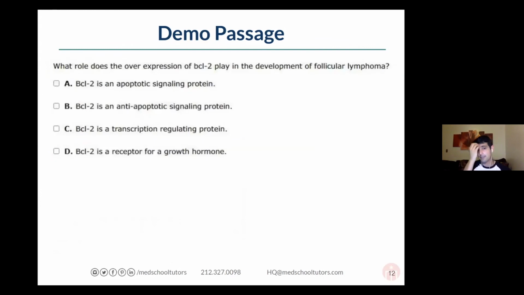So going back to this question, the only thing here that would stop cell death when it's overexpressed is an anti-apoptotic signaling protein. That might have been obvious to some of you beforehand, but we can concretely come to that conclusion based on the figure that we just analyzed, right? Because when you have a lot of an anti-apoptotic signaling protein, you're not going to see apoptosis, and therefore you're going to see longer living cells.